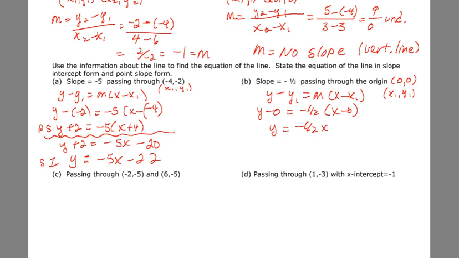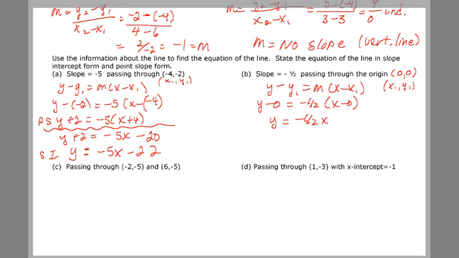Let's look at these other two. We want to look at the line passing through these 2 points. Well, one piece that's missing is they haven't given me the slope. But I know that I can calculate the slope using the slope formula. So we need to find the slope first. y2 minus y1 over x2 minus x1. Negative 5 minus a negative 5 over 6 minus a negative 2.